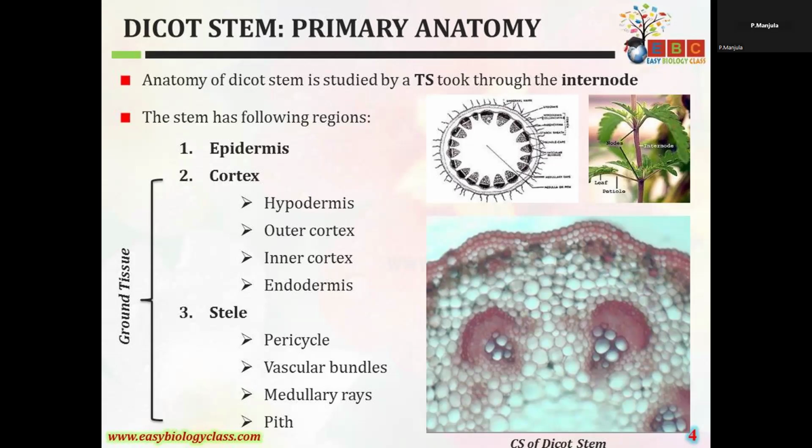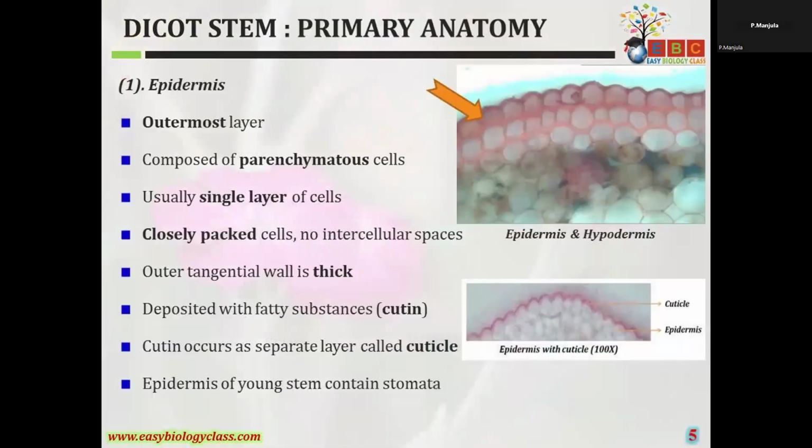So it contains epidermis, cortex, and stele. The epidermis is the outermost layer, and it is mainly composed of parenchymatous cells. Usually this layer is single layered, that is, only one layer of parenchymatous cells constitutes the epidermis. These are closely packed cells without intercellular spaces. The outer tangential wall is thick, and a thick walled cuticle is deposited on the outside. This cutin occurs as a separate layer called the cuticle.